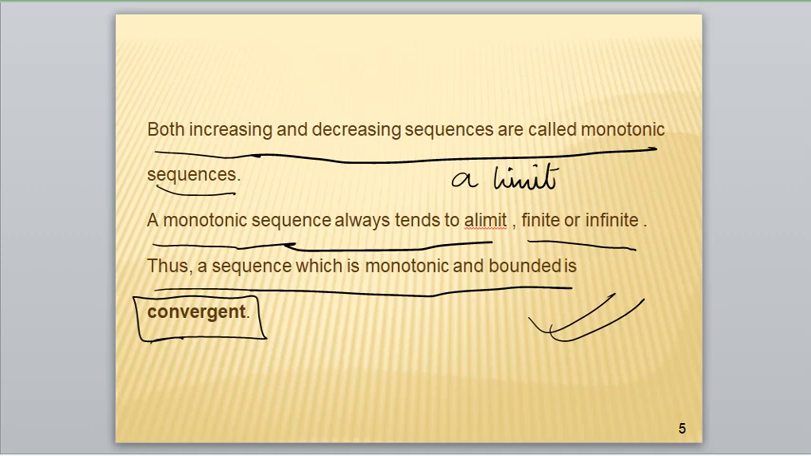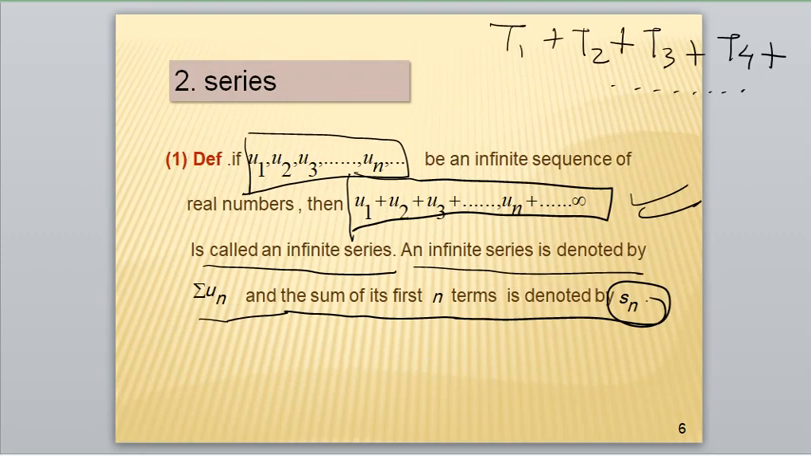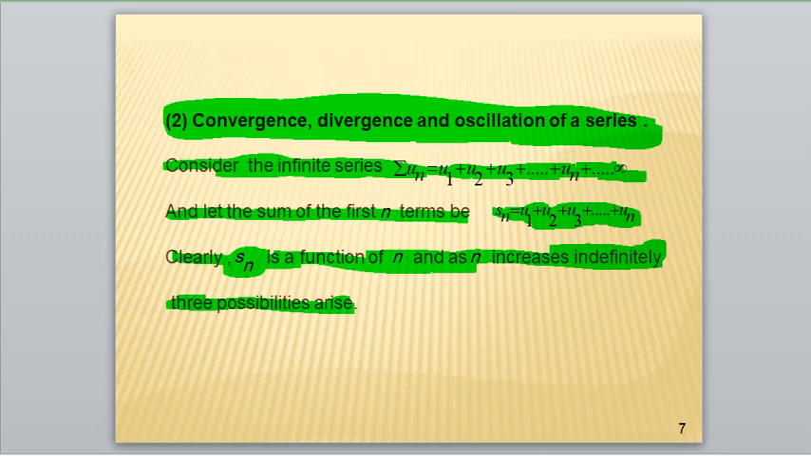Next point, series. Simple, a series is just written with addition sign. Here you can see same thing, the terms are written by adding them together. Alright, that's the definition for series. Then second one is convergent, divergent and oscillatory series.